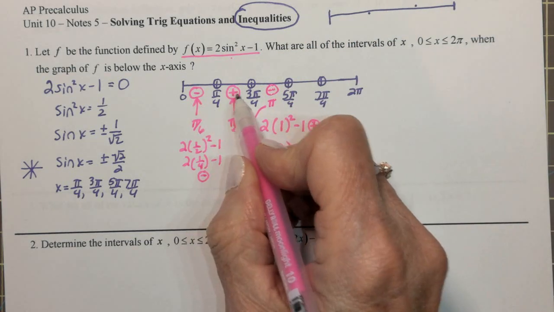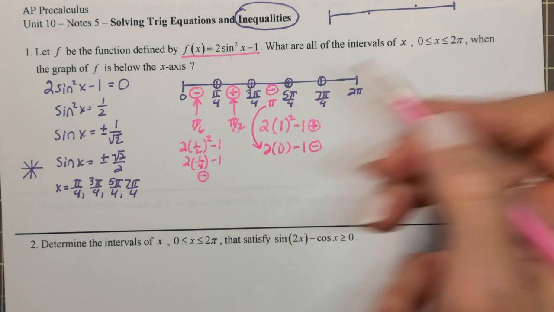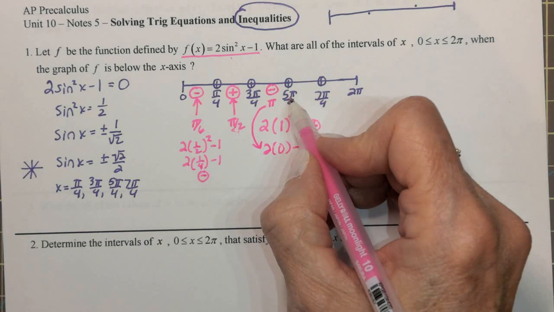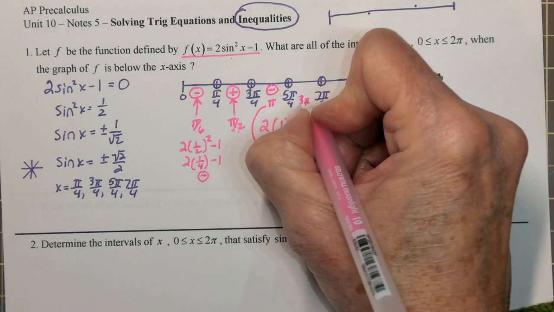Negative, positive, negative. We expect the next one to be positive, correct? We can verify that. 5 pi over 4 and 7 pi over 4, 3 pi over 2 is in there, right?